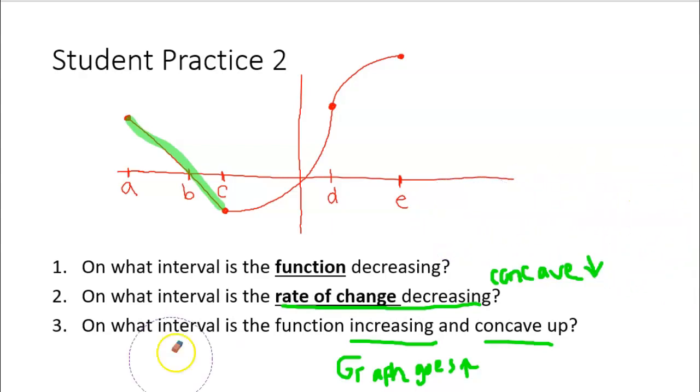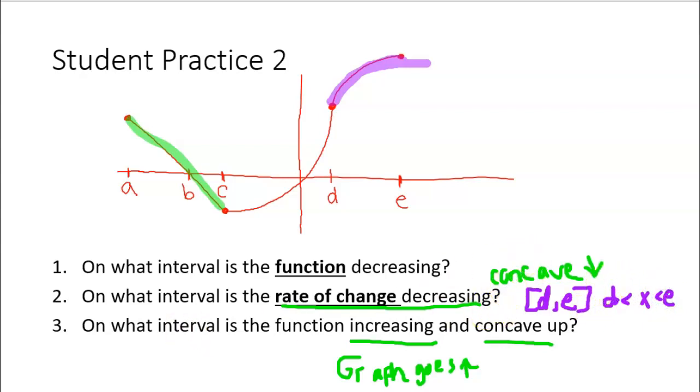Now, number 2, I asked you on what interval is the rate of change decreasing? And as I clarified for you, what that means is that if the rate of change is decreasing, that's just the definition of what concave down is. So where is our graph concave down? Well, that would be right here. That's a concave down piece right there. So for that one, we would say that the interval is from B to E. You can write your interval like that, or you could write your interval like this. Either way is fine.